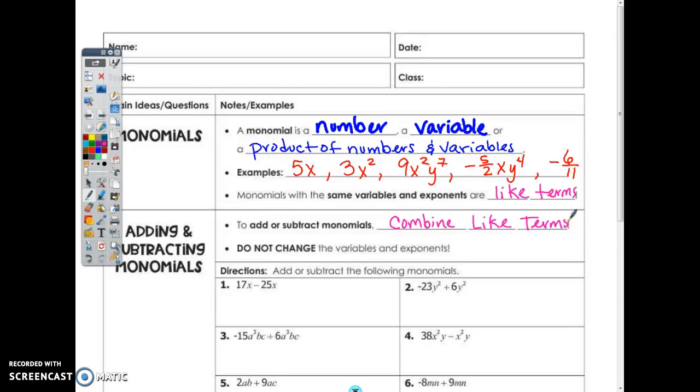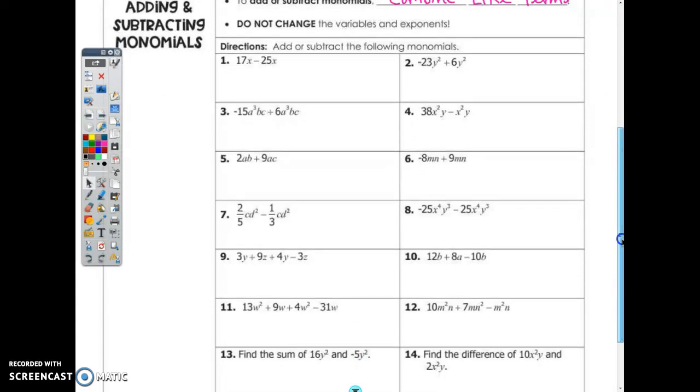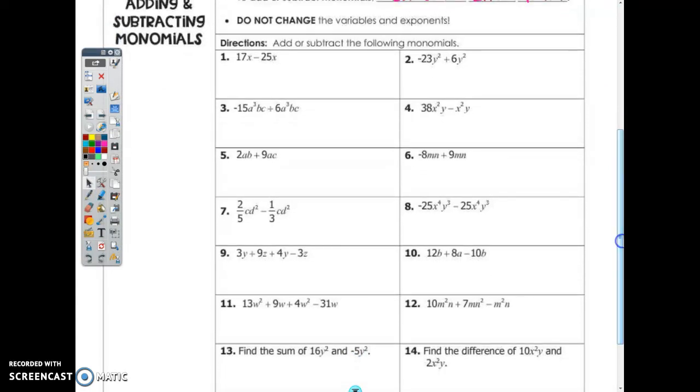So if you're not done with the notes, make sure you pause and press play when you are ready to continue. Okay, so we're going to do some examples together. I'm going to do just different things.